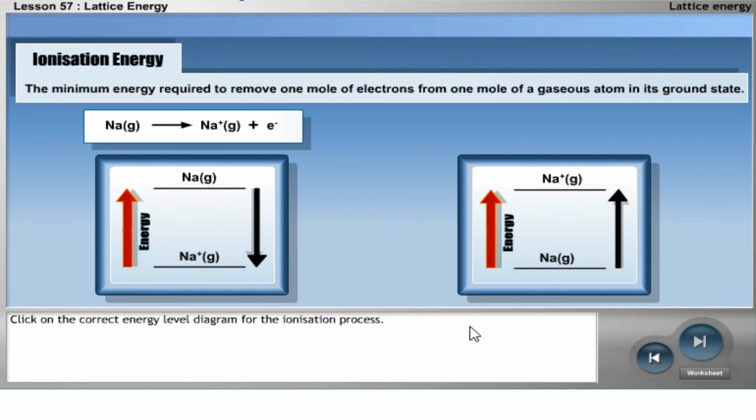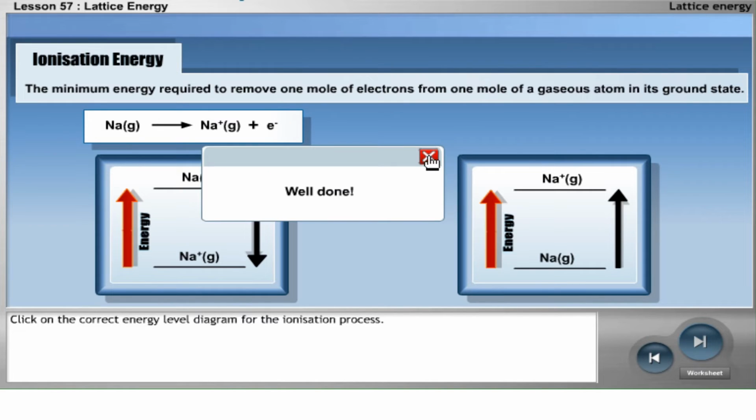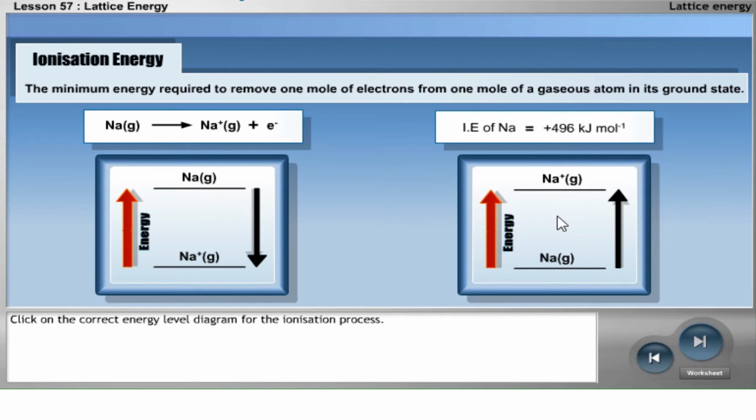Which one is the correct energy level diagram to show the ionization process for sodium? This one, because the energy is positive. IE for Na is equal to positive 496 kJ per mole.